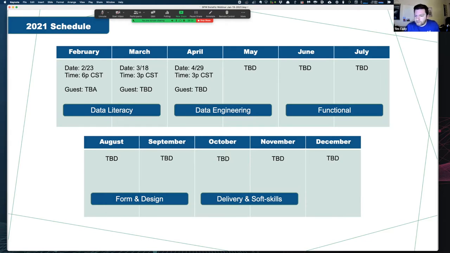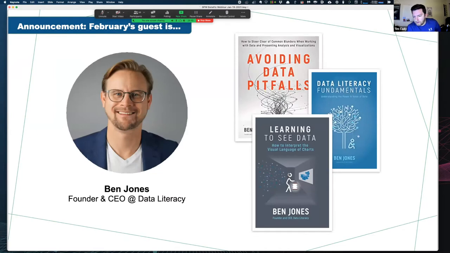We've got some cool stuff planned, but for tonight, we want to share our schedule with you, and also announce our February guest. If you wouldn't mind hopping one more slide for me, Randy. Our February guest on the 23rd will be Ben Jones. If you're involved in the data literacy world, you'll know Ben is a rather large name, one of the thought leaders in the data literacy space, and he's published 5 books to this point, all around that data literacy topic.